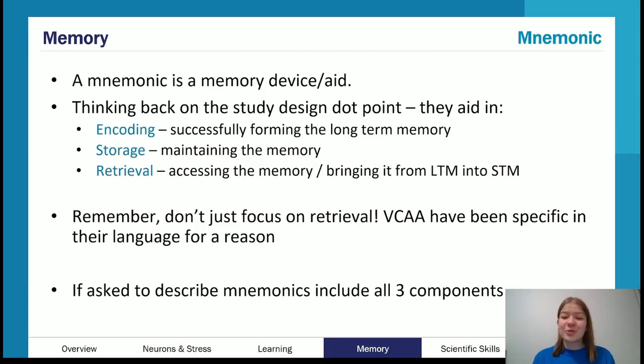Remember, don't just focus on retrieval. VCAA will have specifically mentioned all three components for a reason. So if asked to describe mnemonics, make sure that you think about all three. This is something that's new to this study design. You do have some references to mnemonics from past study designs, not the one just before, but earlier than that. But it's not a very good hunting ground for past exam questions on this. So you will need to make sure that you use some more of your own resources and techniques to make sure you've got this information down and not rely on past exam questions.